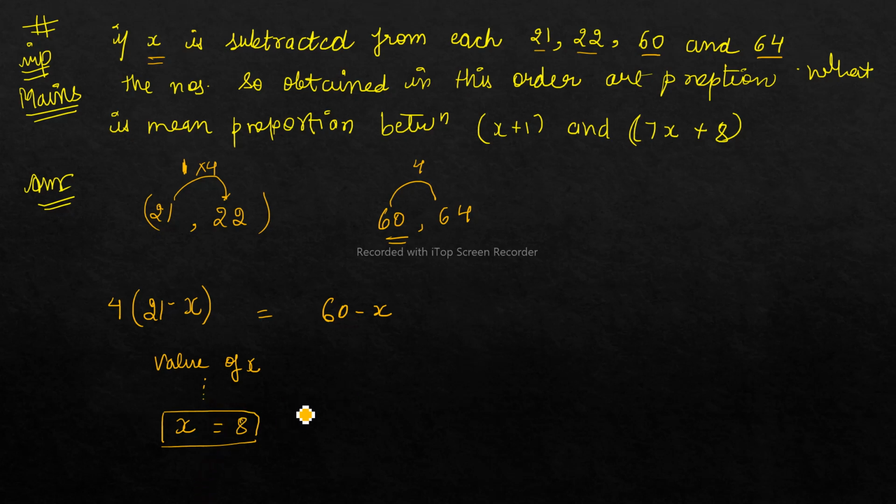Now if you have got the value of 8, you can just put this value in here. You would have done this with 22 and 64 also, the answer would have been the same. If I do x plus 1, it is basically going to be equal to 9, and if I do this, it would be 7 into 8 plus 8. 7 8s are 64 plus 8.